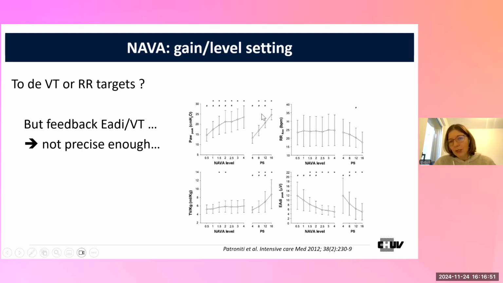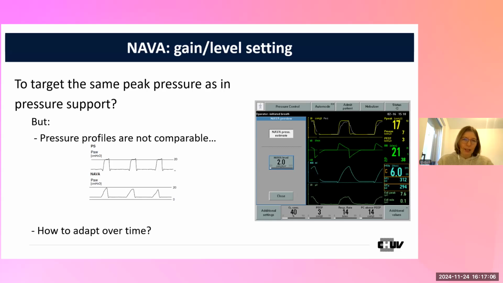Just to illustrate, this is very different with pressure support. With pressure support, when you increase pressure support, you decrease respiratory rate. And when you increase pressure support, you increase tidal volume, of course. Then we have to find another way to set the gain.